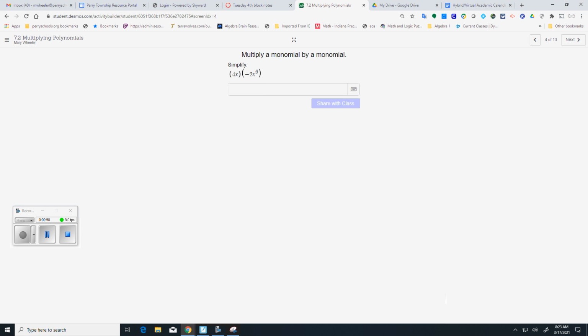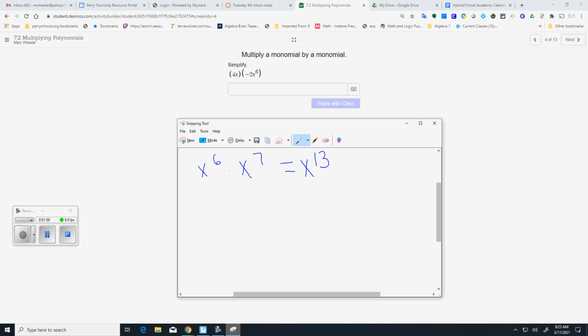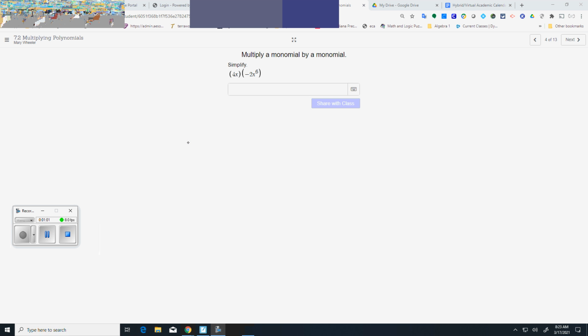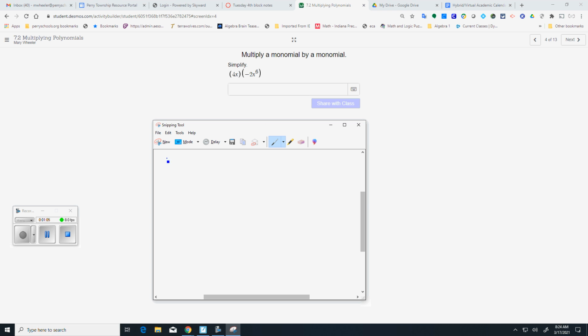Okay. And then on to this one, we have 4x times negative 2x. Okay, so 4 times negative 2, that's negative 8, and then x times x, that's x to the 2, okay. So then our final answer is negative 8x squared.